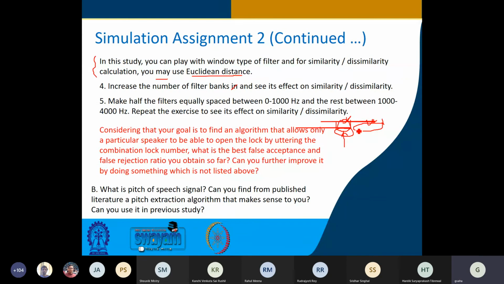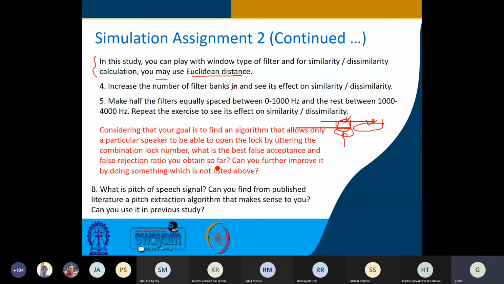Now, read later, considering that your goal is to find an algorithm that allows only a particular speaker to be able to open the lock by uttering the combination lock number, what is the best false acceptance and false rejection ratio you obtained so far? Can you further improve it by doing something which is not listed above?